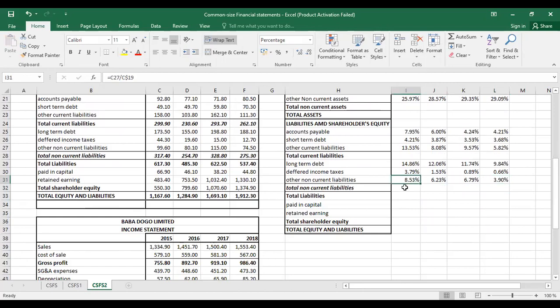Then I just copy one, Control C. I paste it here, Control V. I drag, I drag down, and that now will be a common size balance sheet.